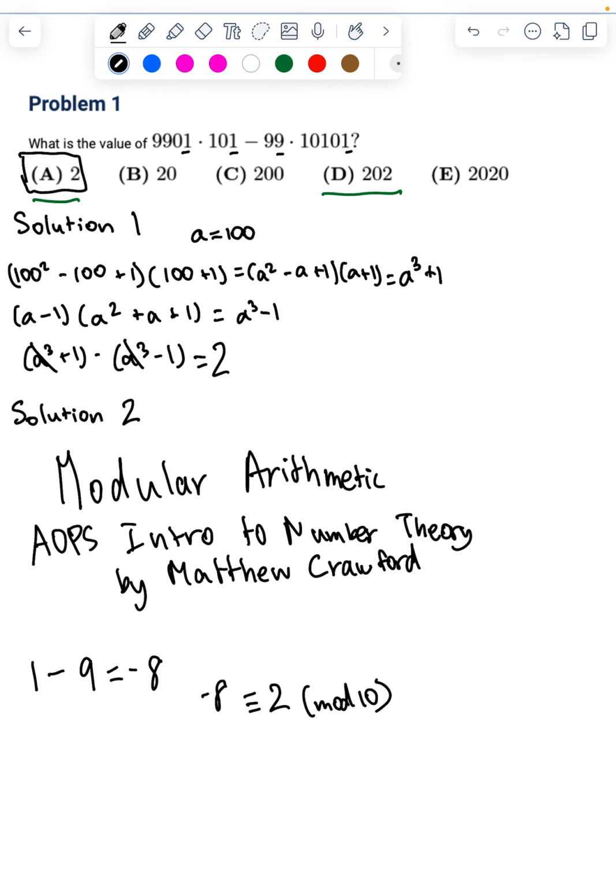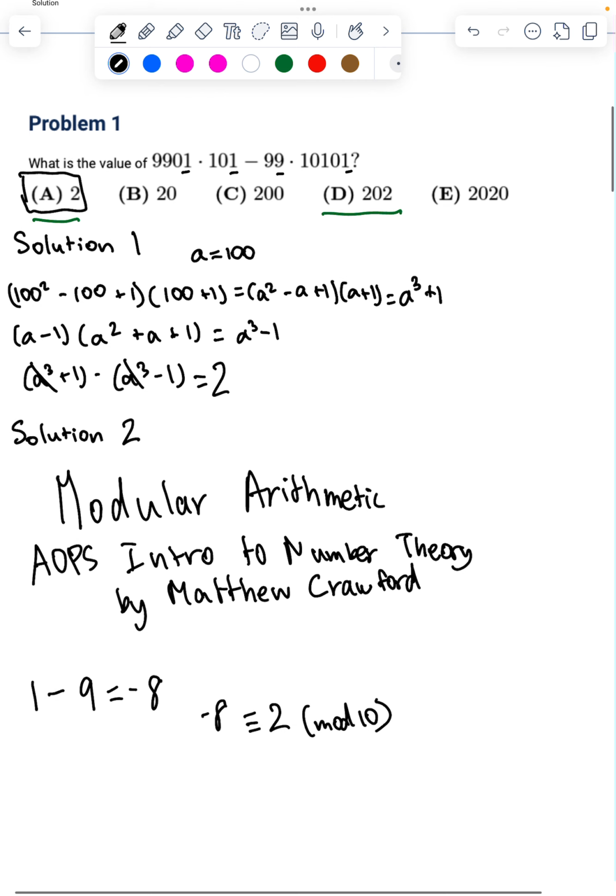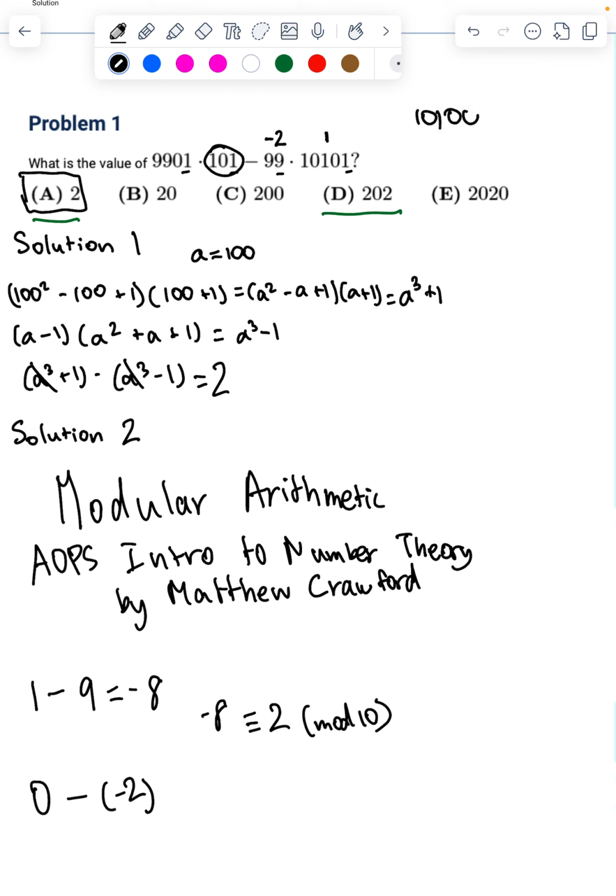So now let's evaluate based on mod 101. The first expression already has 101, so we're safe there. That's just 0. The second expression, well, this one's negative 2. That's a simpler way to write it. Rather than writing 99, you can just write negative 2 and subtract from the big whole. And this one is just going to be 1, because 10,100 is a multiple of 101. So this would just be 2.